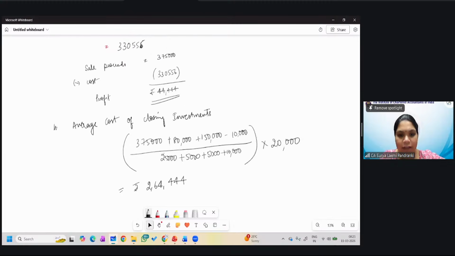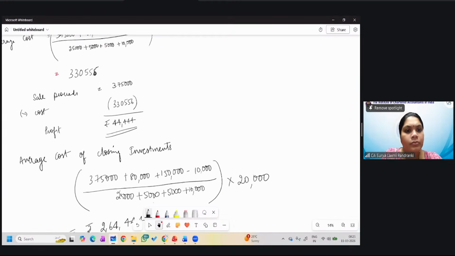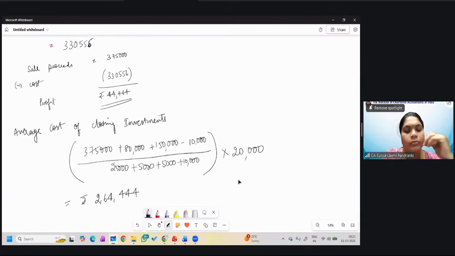No, I have done the calculation. Can you see? Into 20,000. Actually, I'm taking the total of above, which is the 375 plus 80 plus 150, then deduct 10. Then we divide by this, but my answer is not matching, ma'am. Means we took the 20,000 and then multiplied by the 20,000. Then we got 4,60,000. No, you try again.